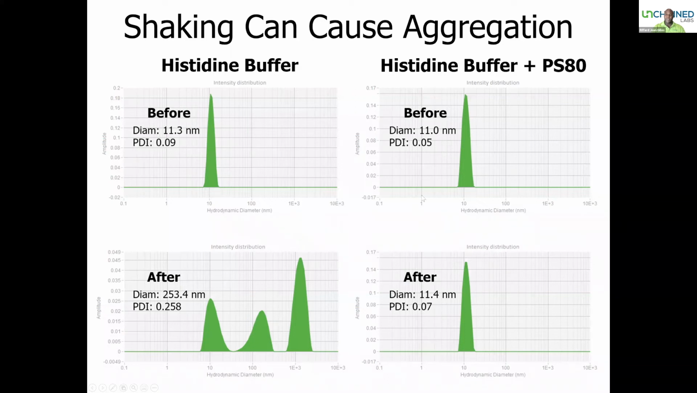If you look at the second half of the slide here, you have essentially the same sample, but this time we've added PS80, or polysorbate 80, sorry, the surfactant. And you can see that the size is about the same at the beginning, but even if we shake that sample afterward, we still remain around the same size, indicating that in this case, this surfactant is able to essentially mitigate or reduce the impact of shaking on the formation of aggregates on those samples.